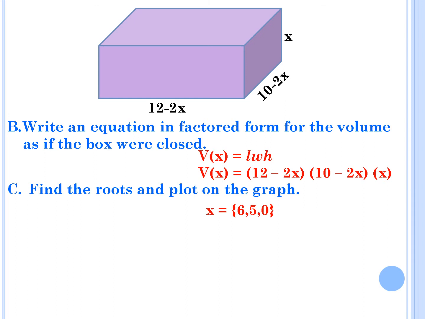So 12 minus 2x equals 0. That gives me x is 6. 10 minus 2x equals 0. That gives me x is 5. And then x is 0.